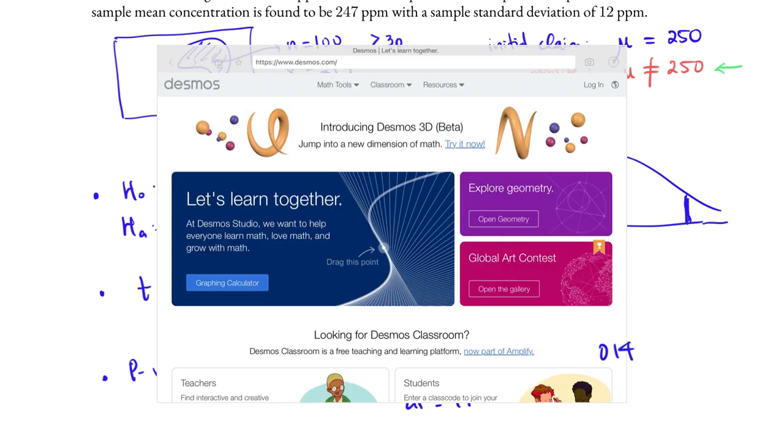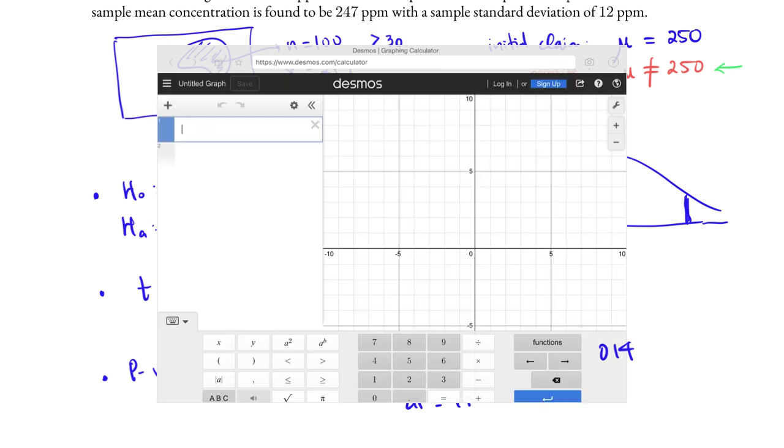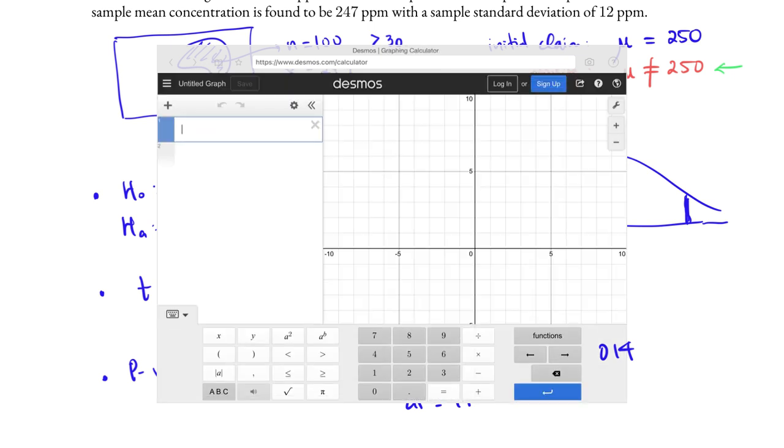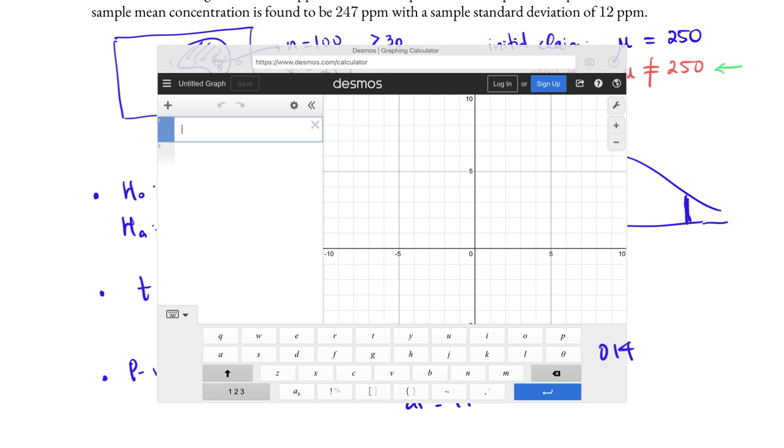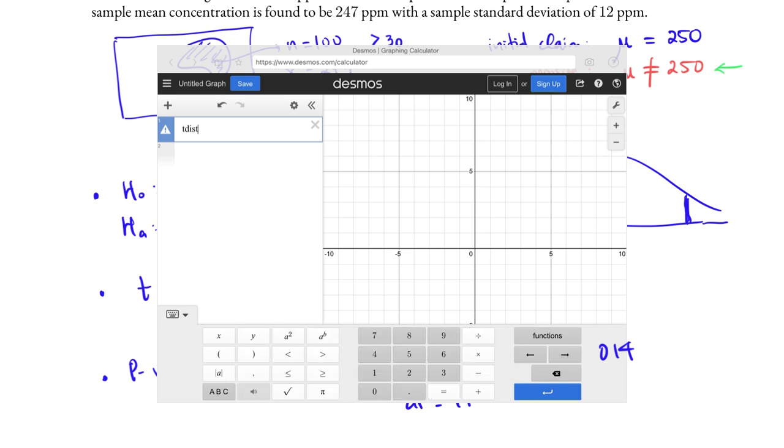And so the p-value is 0.014. With Desmos.com, since this is a t-test, we're going to use the t-calculator. To use the t-calculator with Desmos, we type TDIST for the t-distribution, and we would need to specify the degrees of freedom for the t-test. The degrees of freedom is 1 less than the sample size. The sample size is 100, so the degrees of freedom is 99. Click on Find Cumulative Probability.